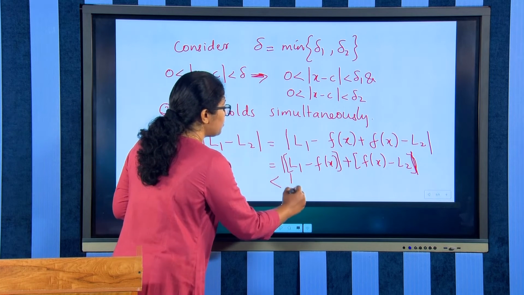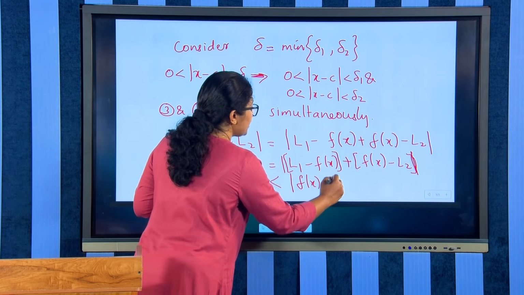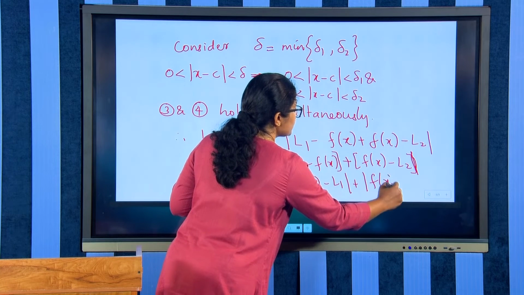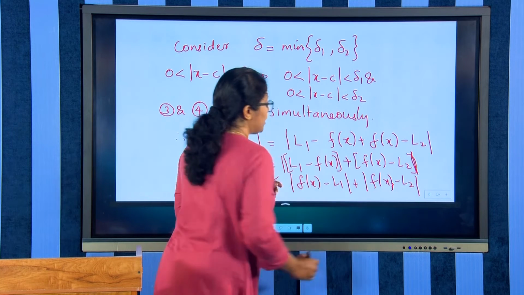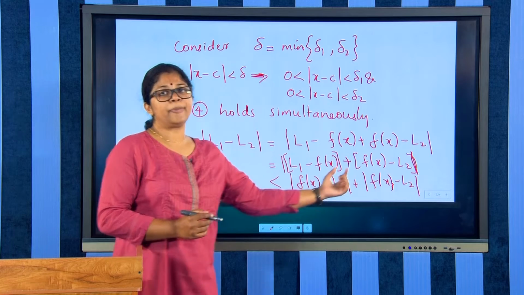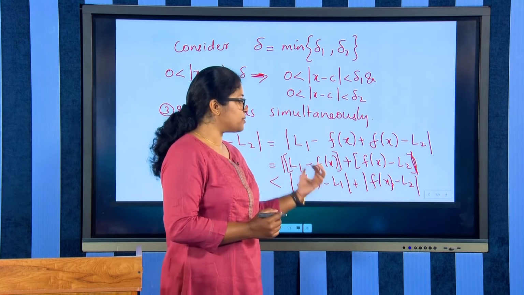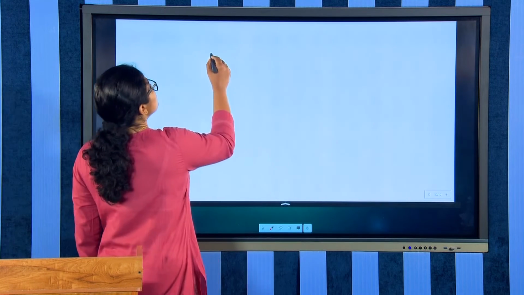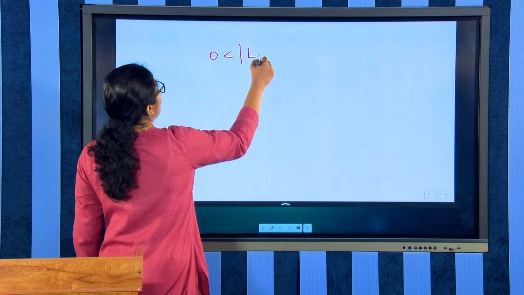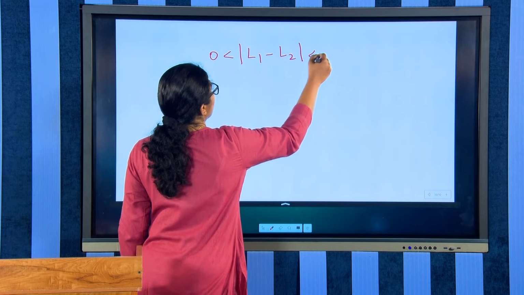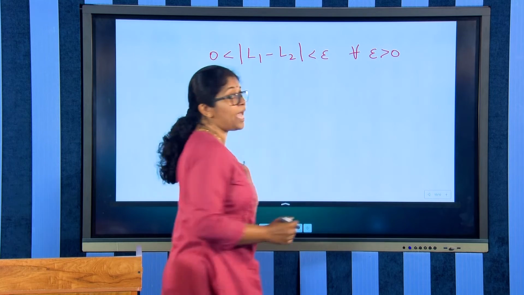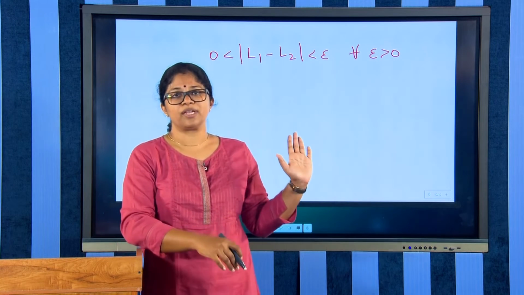So this is less than modulus of f of x minus L1 plus modulus of f of x minus L2, and this is less than epsilon by 2 plus epsilon by 2, and hence this becomes less than epsilon. Therefore, we have 0 less than modulus of L1 minus L2 less than epsilon for every epsilon greater than 0, because we had started with an arbitrary epsilon.